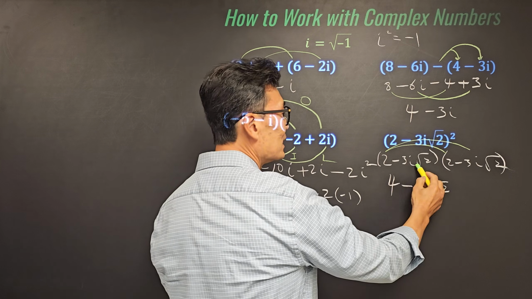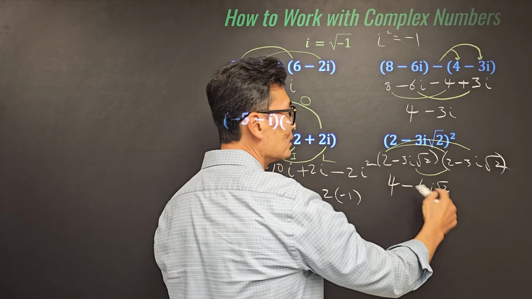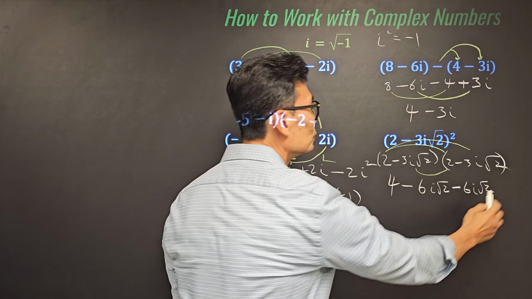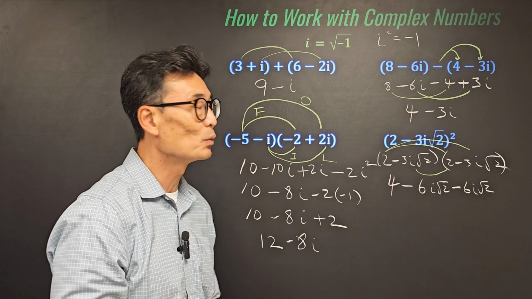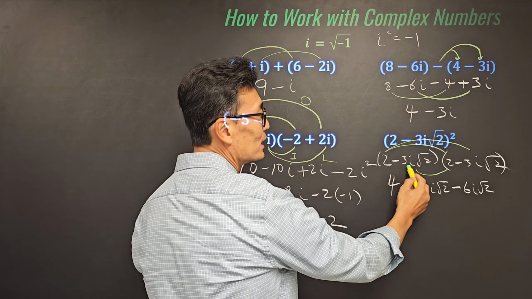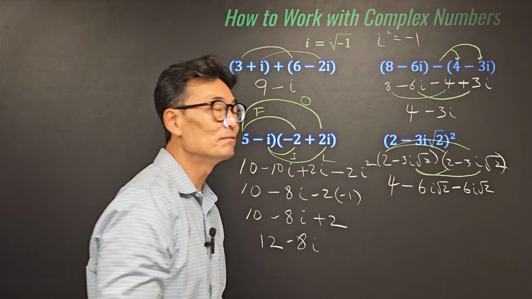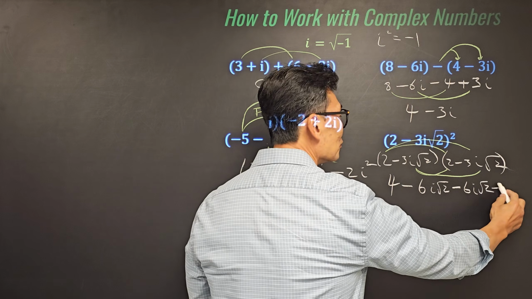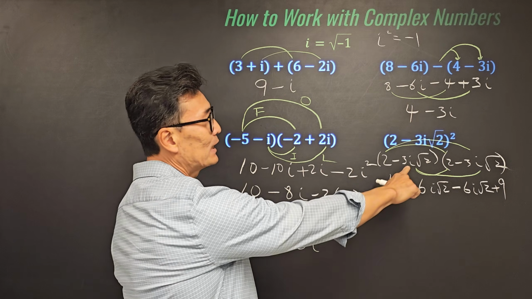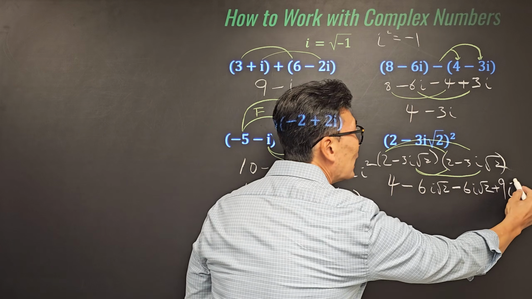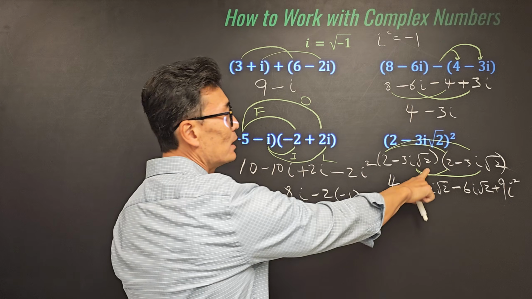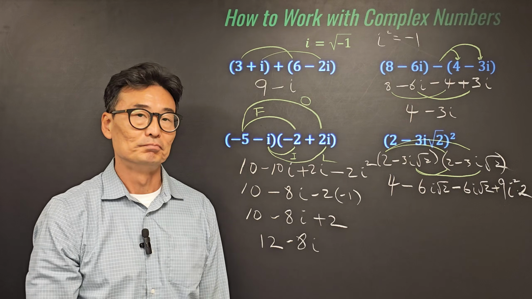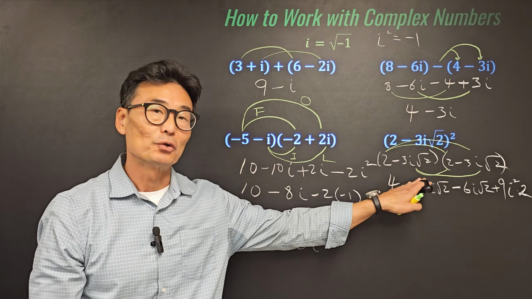And then we'll multiply the inside, which will once again give us negative 6i root 2. And then the last one is a little bit more tricky, meaning the negative 3i root 2 times negative 3i root 2 is going to be negative 3 times negative 3 is plus 9. And then i times i is i squared. And root 2 times root 2 is going to be 2. Hopefully, you're okay with that.